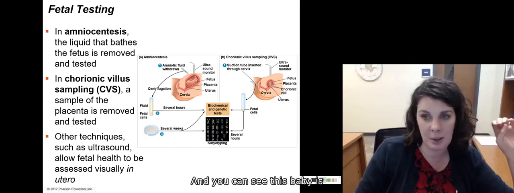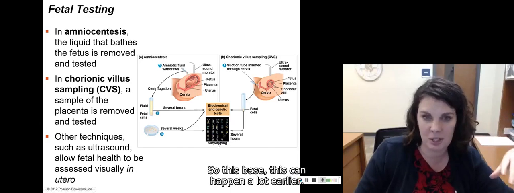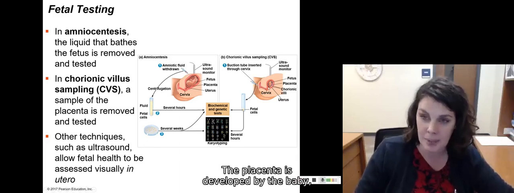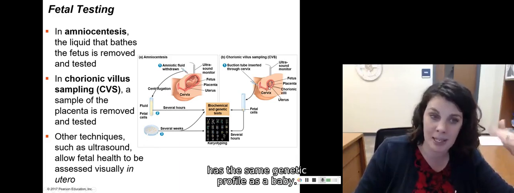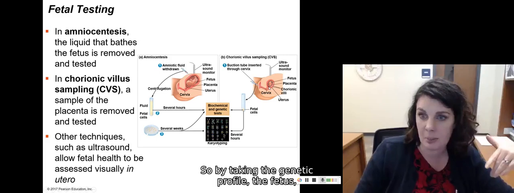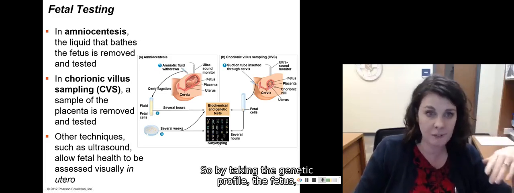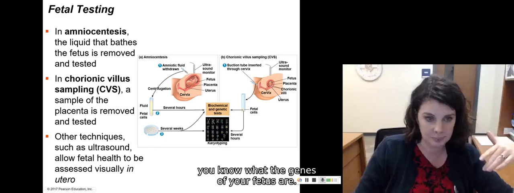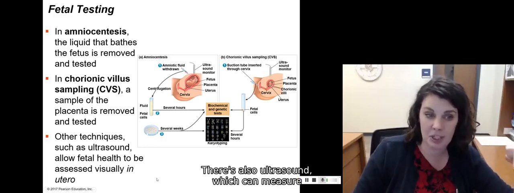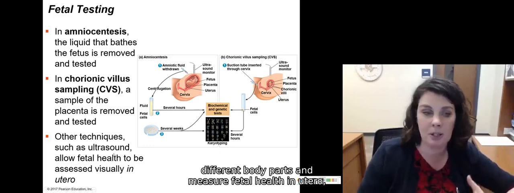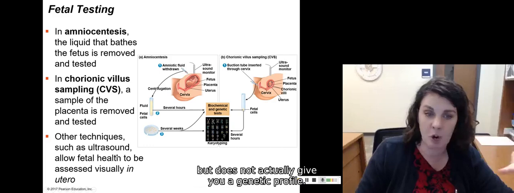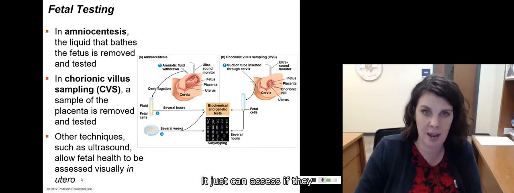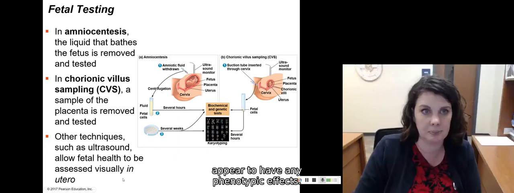In chorionic villus sampling, and you can see this baby is much younger, much less developed, so this can happen a lot earlier. In chorionic villus sampling, you take a sample of the placenta. The placenta is developed by the baby, so it has the same genetic profile as the baby. So by taking the genetic profile of the placenta, you know what the genes of your fetus are. There's also ultrasound, which can measure different body parts and measure fetal health in utero, but does not actually give you a genetic profile. It just can assess if they appear to have any phenotypic effects.